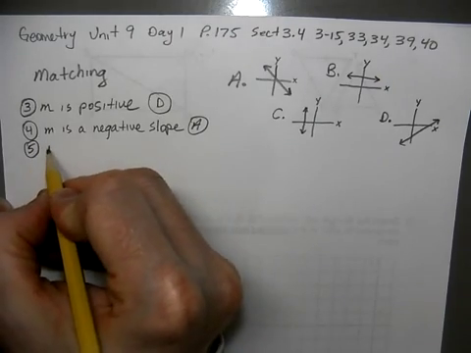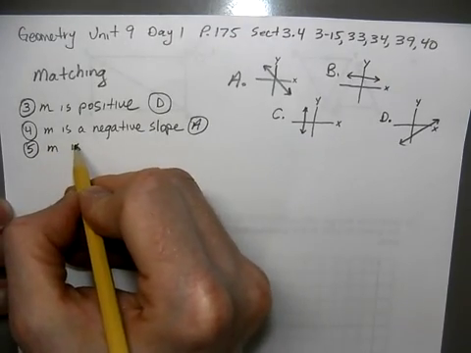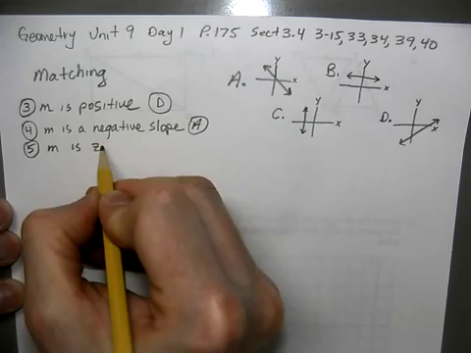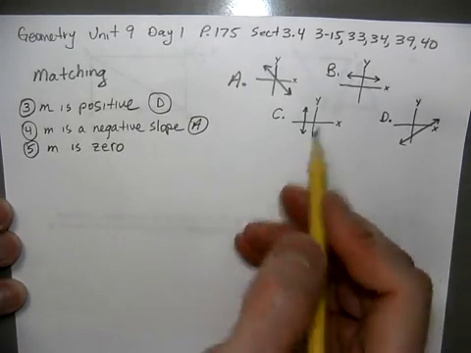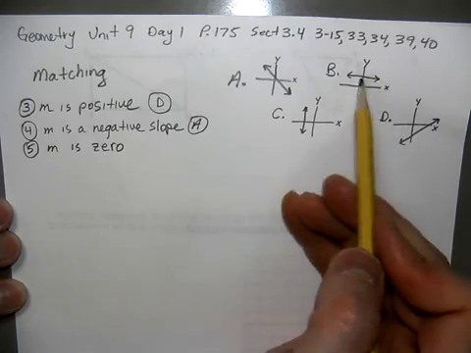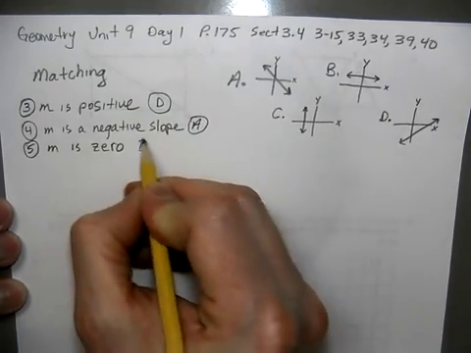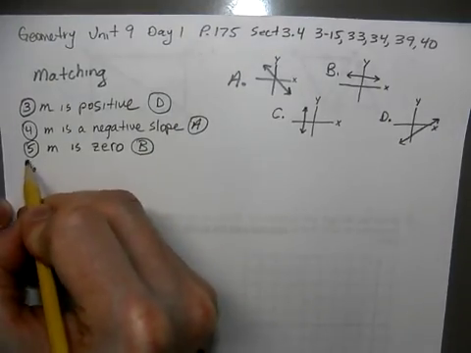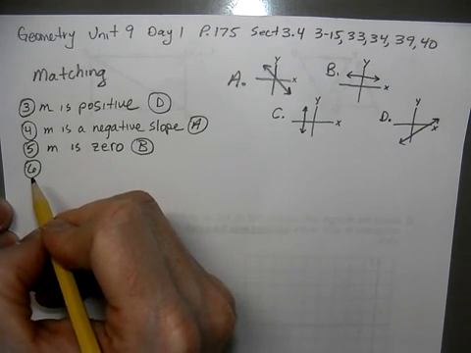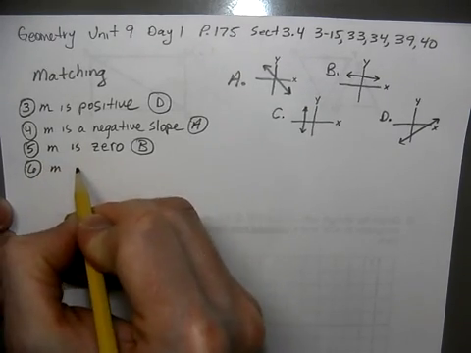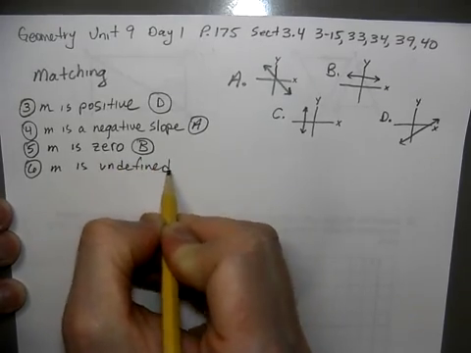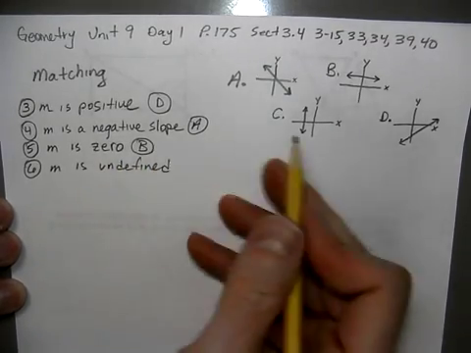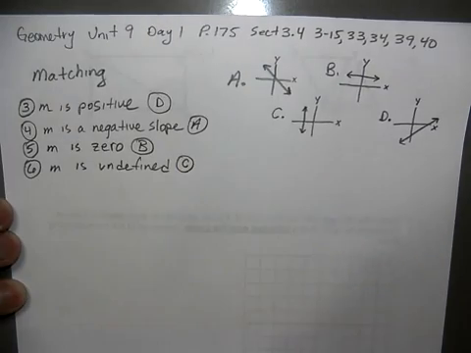We're looking for m is 0. So 0 is your horizontal line. So that's point B. And number 6, the slope is undefined. So undefined is going to be vertical. So that's going to be letter C.